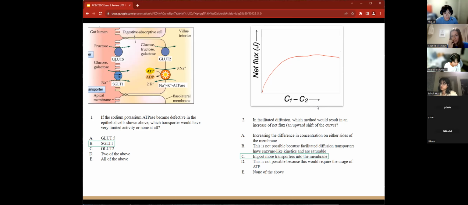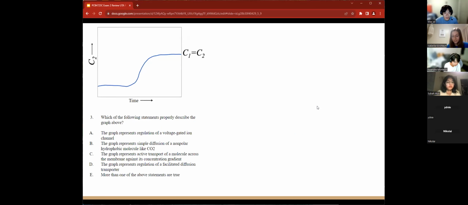So good job. And then number 3 here. Which of the following statements properly describe the graph above?